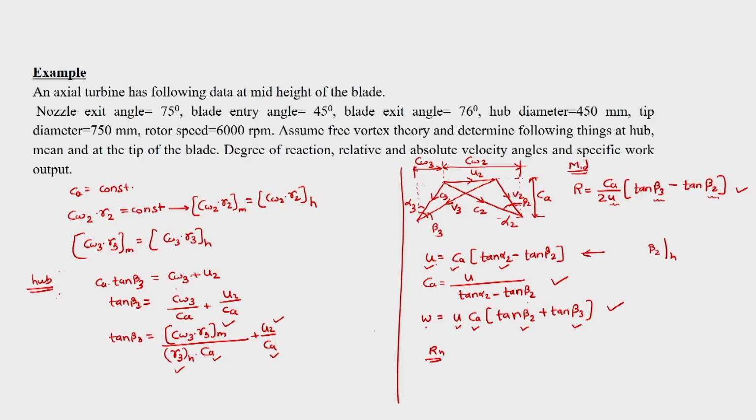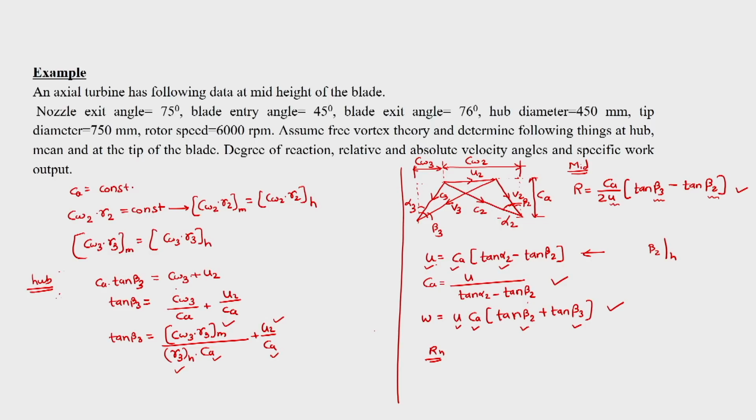Similarly, we can use the formula W is equal to U into Ca into tan beta 2 plus tan beta 3. So here U at hub is known, Ca is constant, tan beta 2 at hub is known to us, and we know tan beta 3 at hub also. So knowing tan beta 2 and tan beta 3 at hub, we can find out the W, which is work interaction at the hub. So this whole procedure is based on the fact that we know everything at the mid. Once we know everything at the mid, we can proceed and find out the things at the hub.